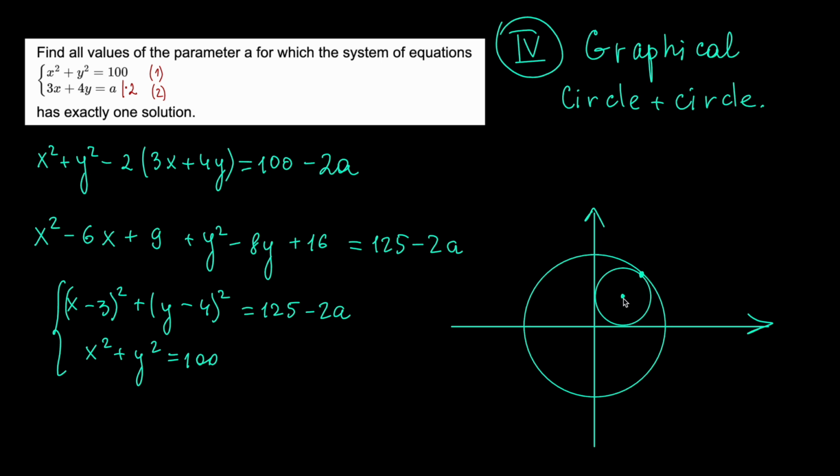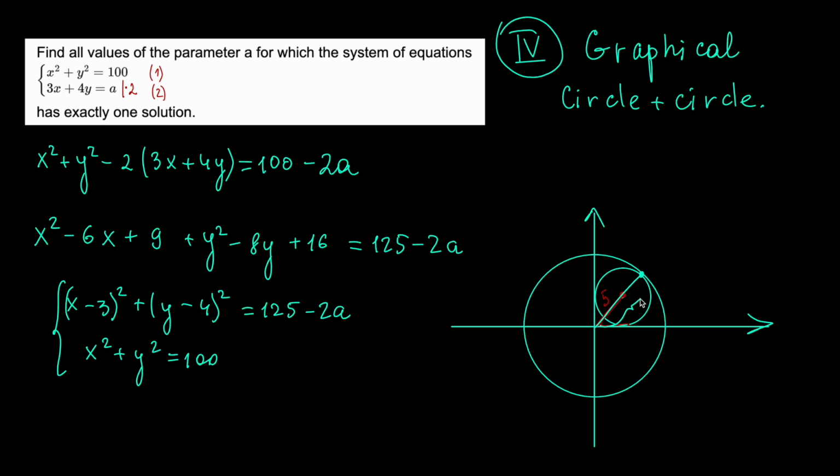And let's first find the distance between the centers of these circles. Since the coordinates of these points are 3 and 4, then this distance is equal to 5, based on obviously Pythagorean theorem for this right-angled triangle. Now if these two circles touch at exactly one point, then this distance 5 is equal to the difference between the radii.